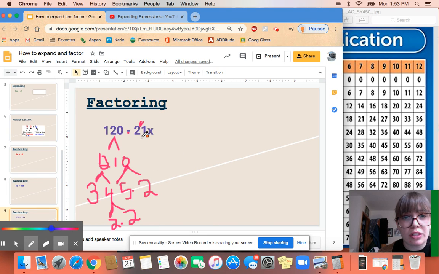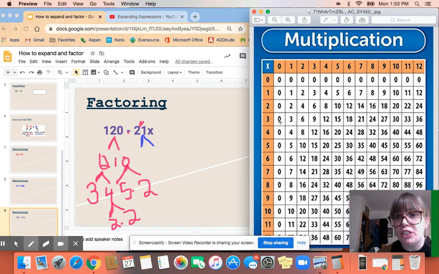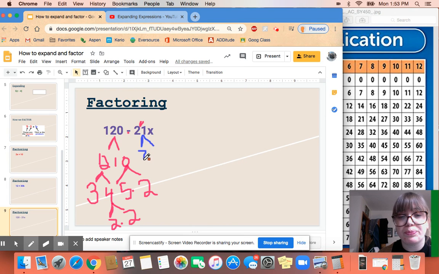Let me choose another color, 21. Let's look at our multiplication chart, find 21. Here it is, 7 times 3. Uh-oh, I can't break down 7 or 3 any further. So what's my biggest factor that I can divide both 21 and 120 by? It's 3.